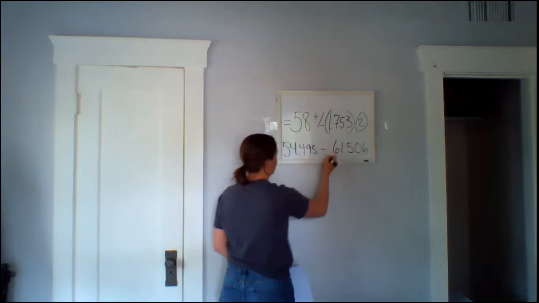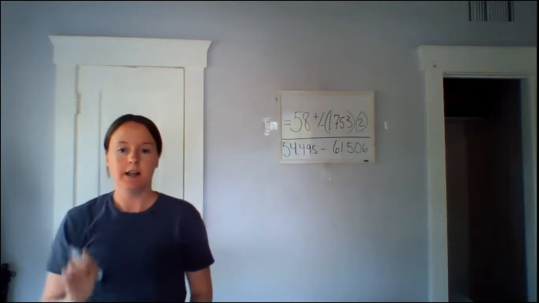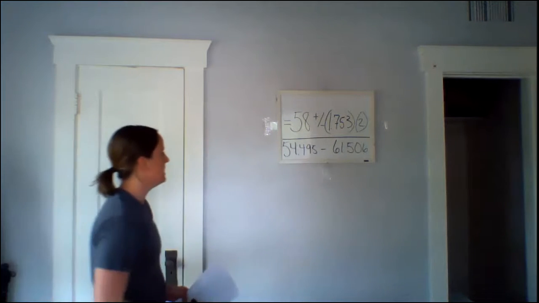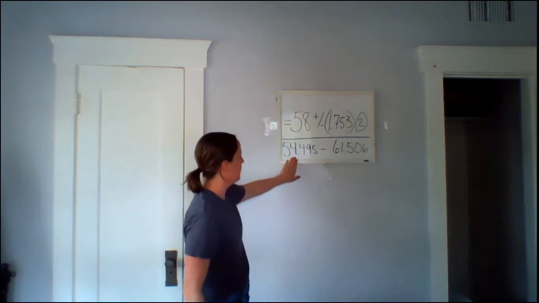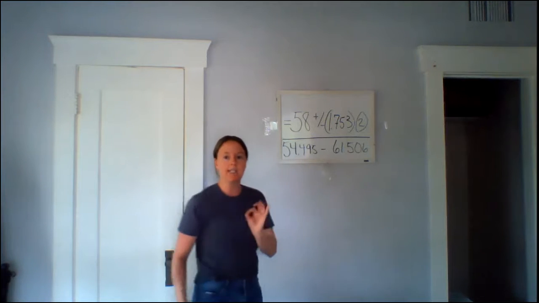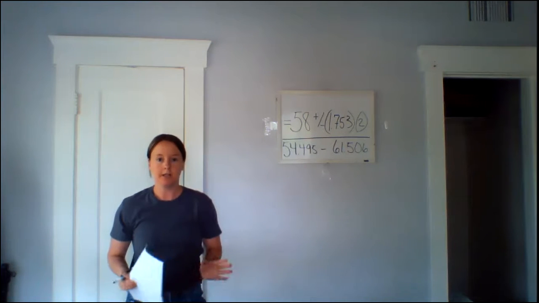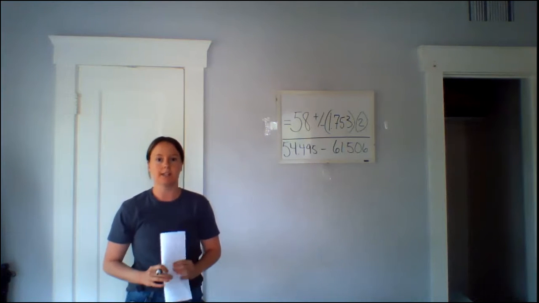54.495. Okay, we are 90% confident that the true population mean falls somewhere between 54 and change and 61 and change. We have 90% confidence in that range of values. Okay, so that's how we compute our confidence interval.